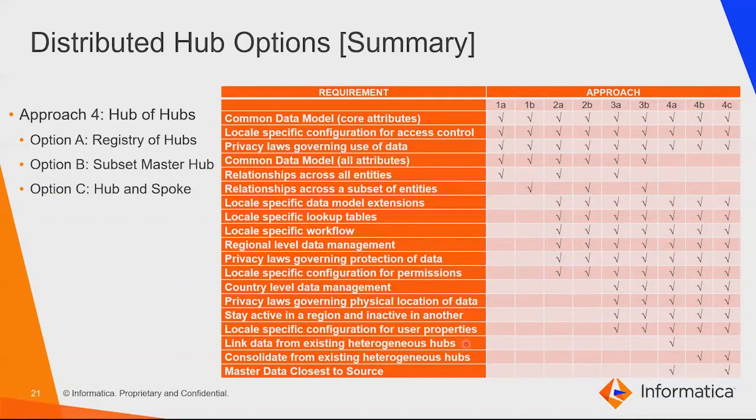Like if there are multiple silo hubs or segment hubs, you could link the data from there. Or if there is a requirement to consolidate from existing heterogeneous hubs, you could use either the 4B or 4C option. And if you have a requirement to keep the master data closest to the source, in those kinds of requirements, you could use either 4A or 4C kind of an architecture. So in summary, there are these three types of hub of hubs. You can do a registry of hubs, you could do a subset master hub, or a hub and spoke model. So these are the different hub of hub options we have.